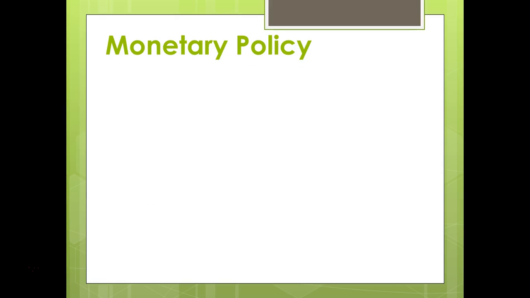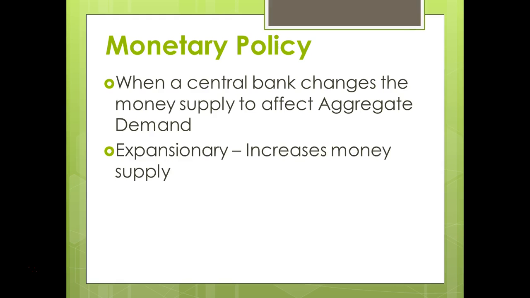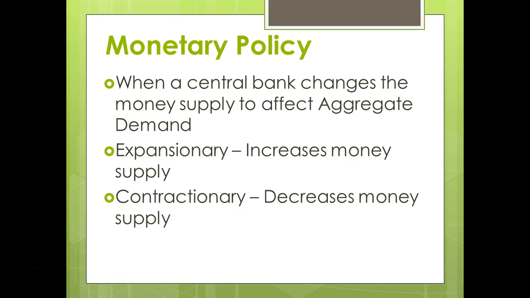So monetary policy in general is when a central bank changes the money supply to affect aggregate demand. An expansionary monetary policy is when the central bank increases money supply, increases the amount of money in the economy. And contractionary is the opposite, when it decreases the money supply or decreases the amount of money in the economy.